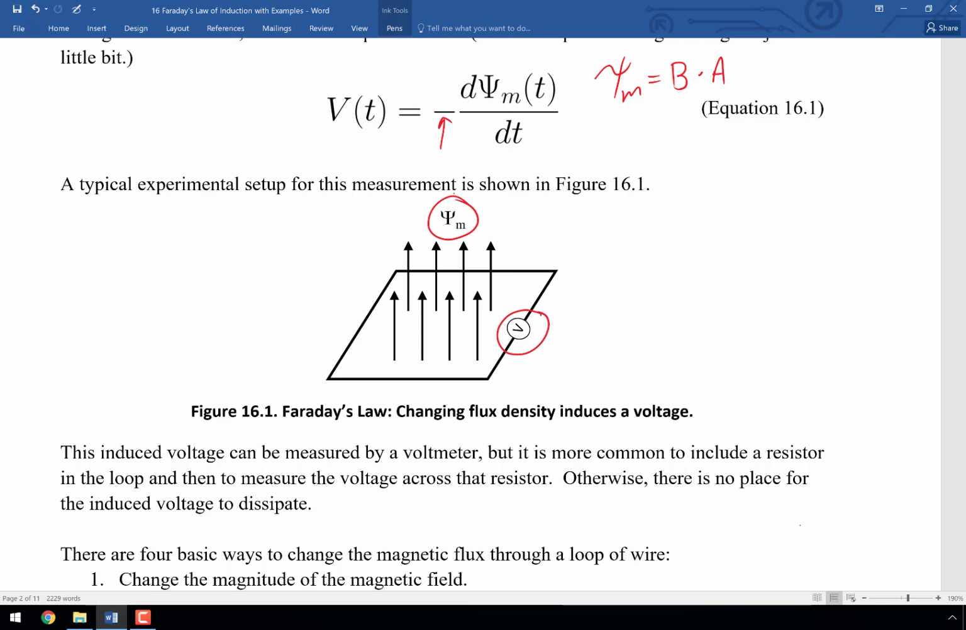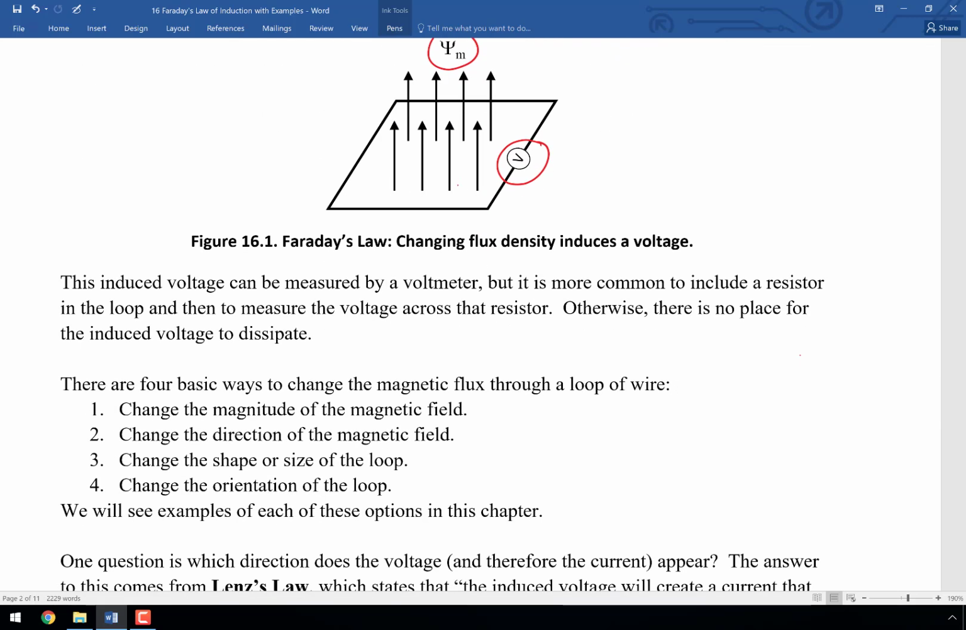Now the voltage that's induced can be measured directly by a voltmeter, but we're more typically going to find that we'll put a resistor in place so that we can control the amount of current. As I've shown this wire here, there's no resistance in the loop, and so therefore you could imagine there'd be a very large amount, if not an infinite amount, of current flowing. We want to put a resistance in there or some sort of element to absorb the voltage to ensure that there isn't an infinite amount of current.